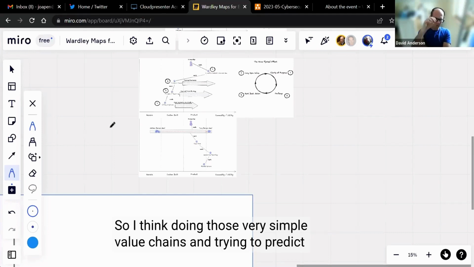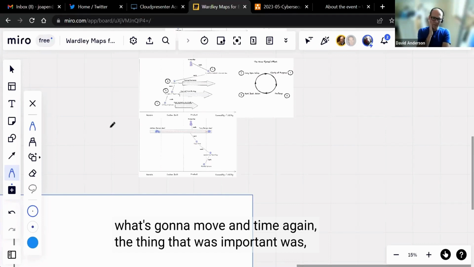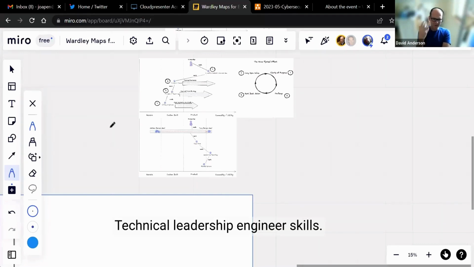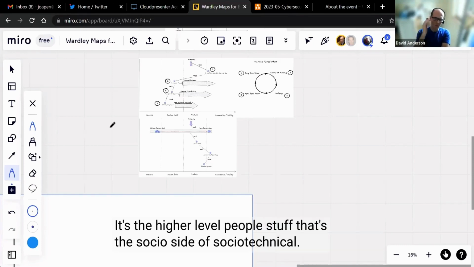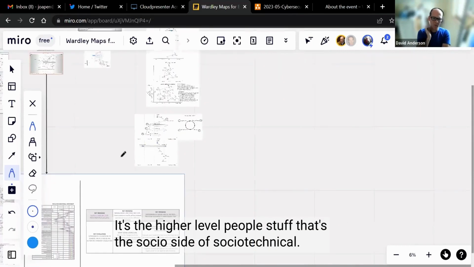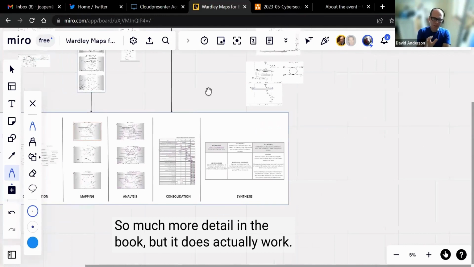So I think doing those very simple value chains and trying to predict what's going to move time and time again, the thing that was important was technical leadership, engineer skills. It wasn't the lower level stuff, like which version of Kubernetes will you run? That's not that important. It's the higher level people stuff, the socio side of socio-technical. So much more detail in the book, but it does actually work.